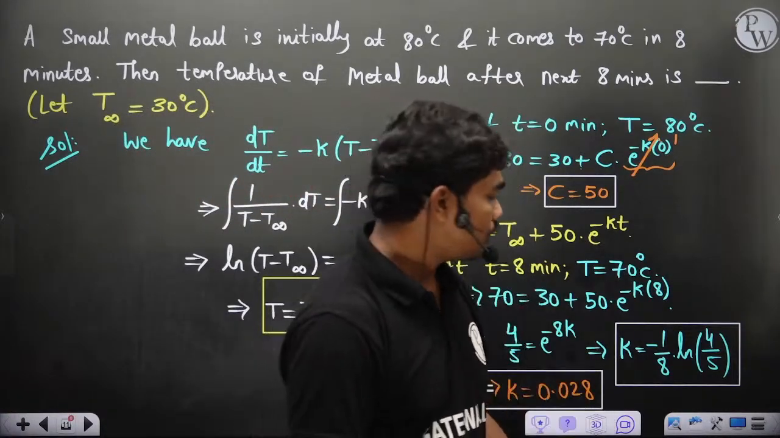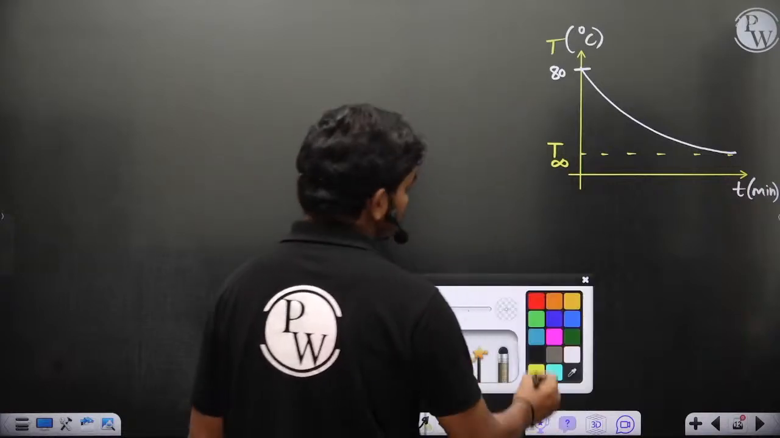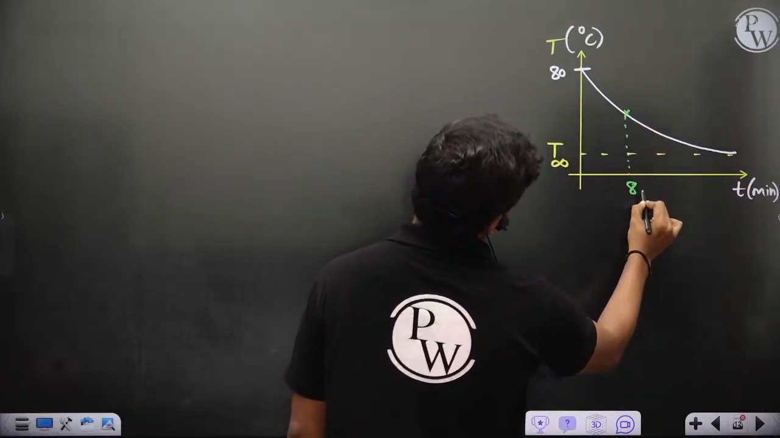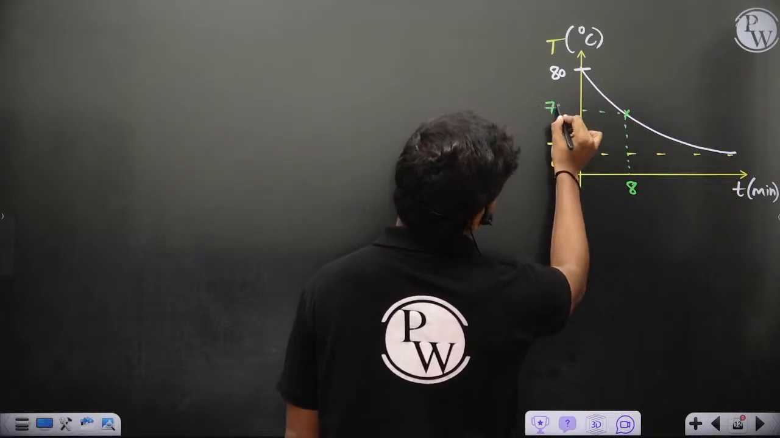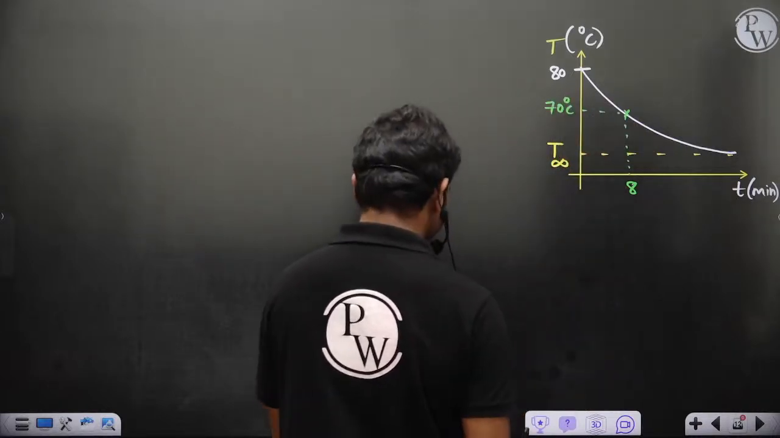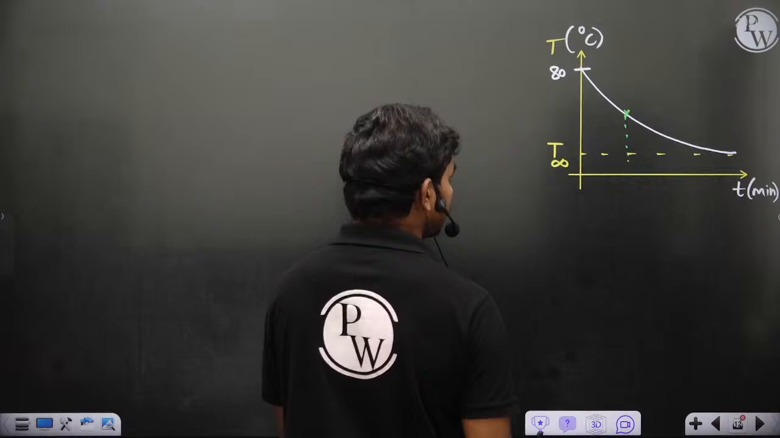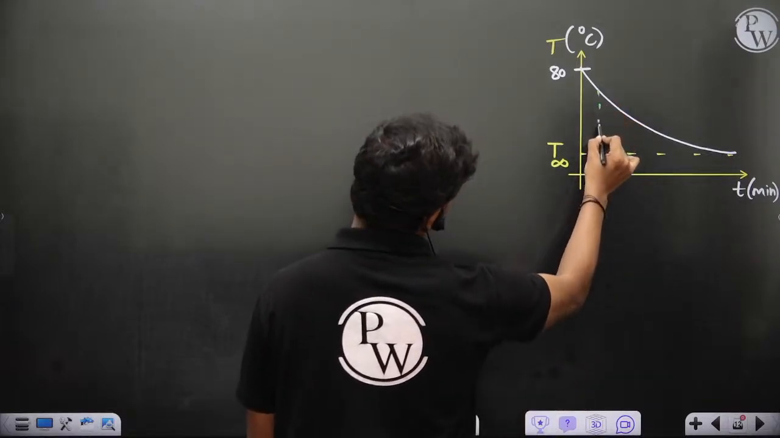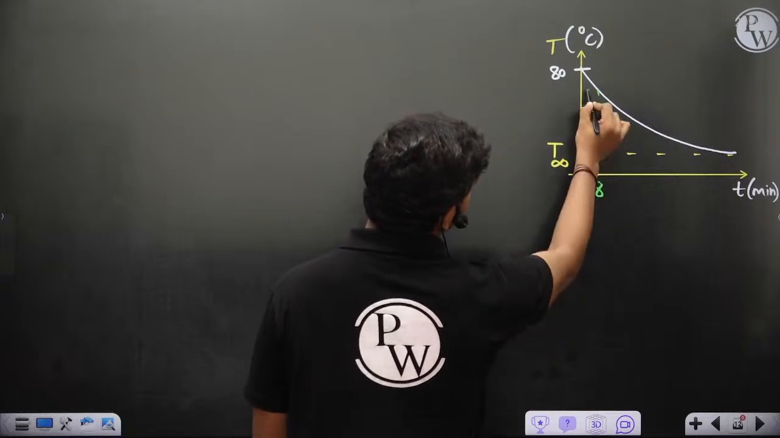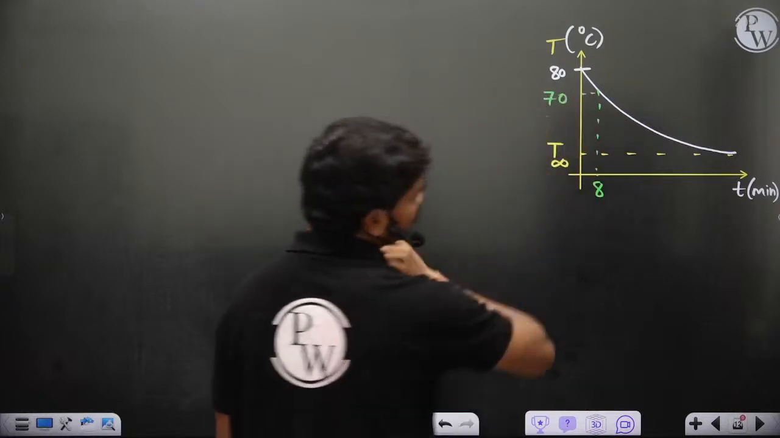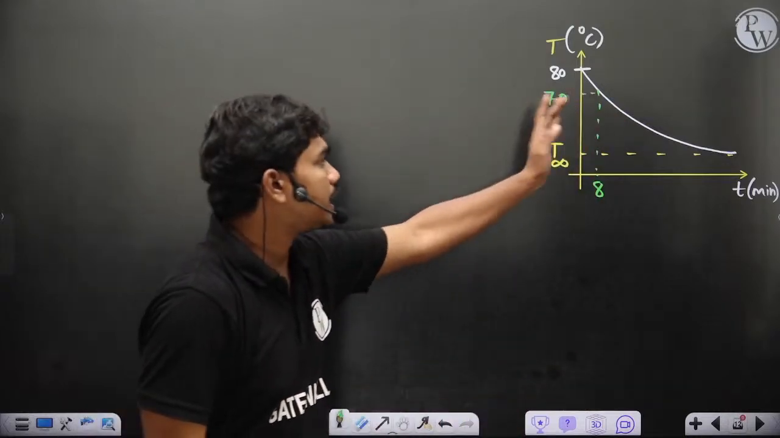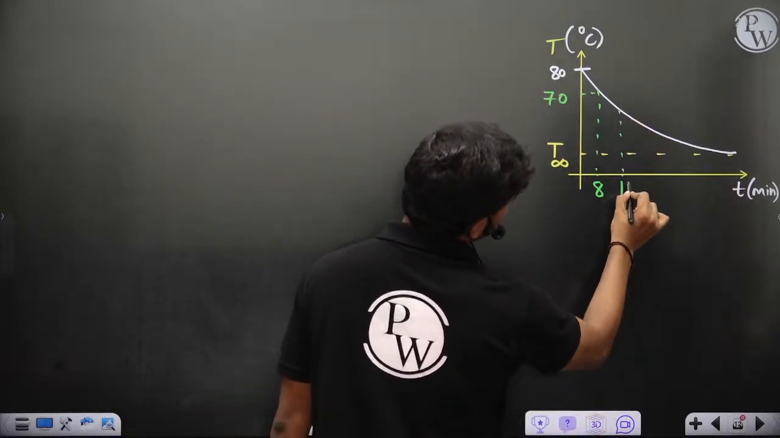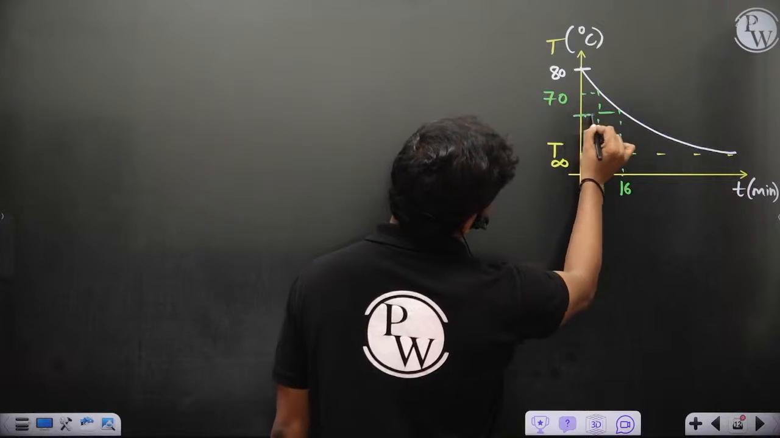But now in this, we observed that the temperature at 8 minutes is 70, let's say. Maybe this is not up to scale, very bad artist. So this is 8 minutes, so this is 70, let's say. Then they are asking you in the next 8 minutes, means this is something like this, it is 16. So what is the temperature?